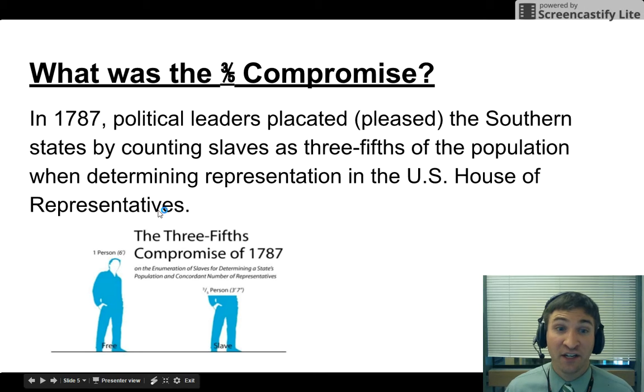House of Representatives. And here is a graphic. Here is one free person in 1787, and here is one slave. According to political leaders, one slave was worth 3/5 of a person when it came to voting, when it came to representatives in the U.S. House. That's the 3/5 compromise.